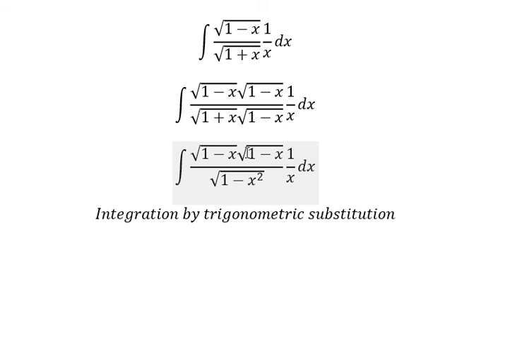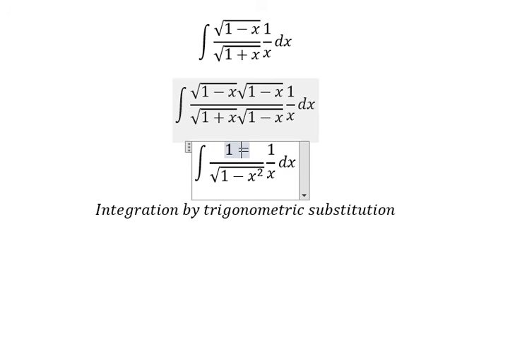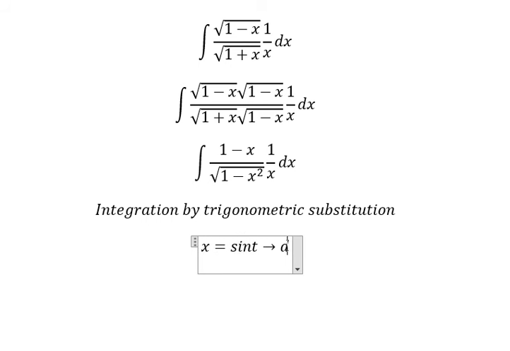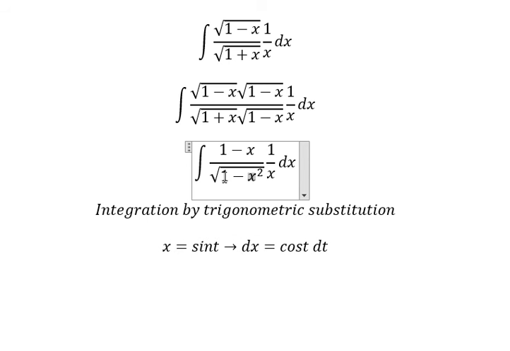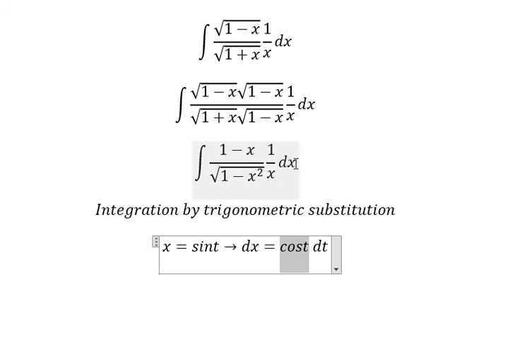Square root of 1 minus x multiplied with square root of 1 minus x, you will get 1 minus x. And in this situation, we put x equal to sin t, dx you get cos t dt. Because if we put this one in here, you get 1 minus sin squared t. 1 minus sin squared t, we change for cos squared t. The square root of cos squared t, we simplify with cos t on this one.